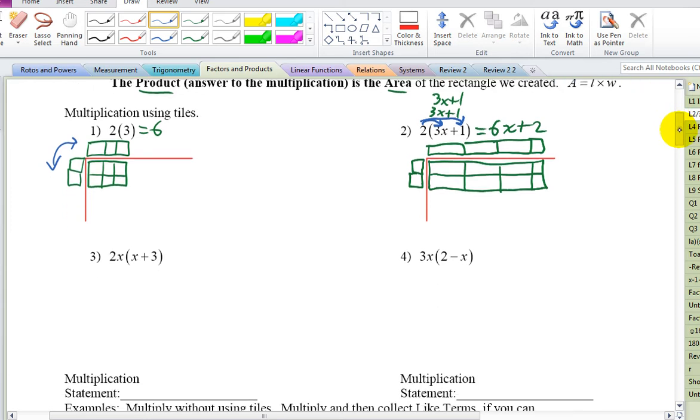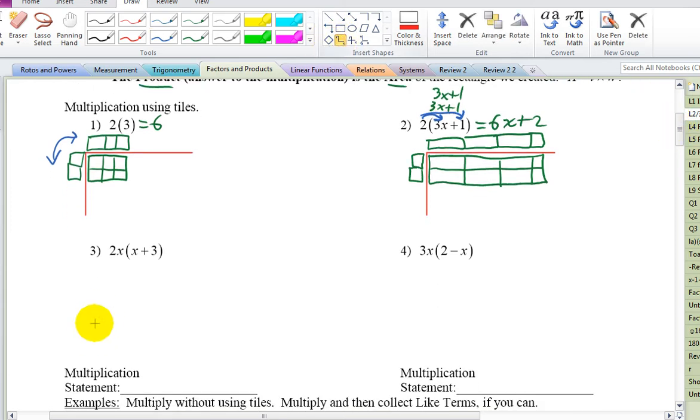2x times x plus 3. Okay. So I have 2x going down this side, and x plus 3 going over here. Try and keep your x's approximately the same. I know it's a little bit hard, but okay. Then trace the inside.